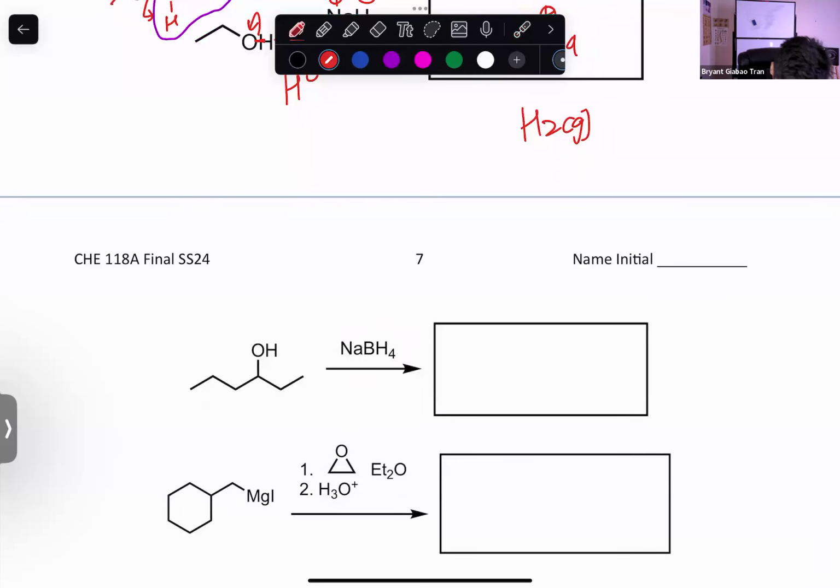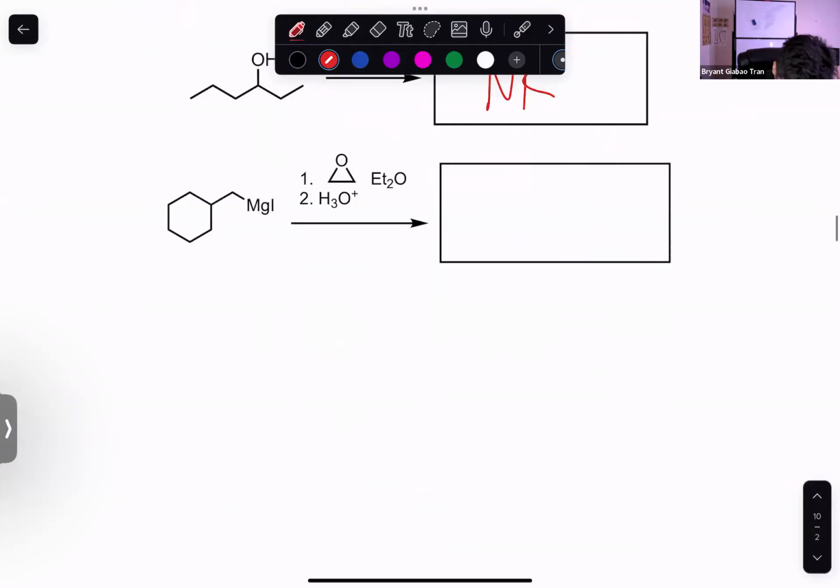NaBH4 is a reducing agent, which reduces carbonyls. There's no carbonyl here, no reaction. Oh, epoxide now. Okay.